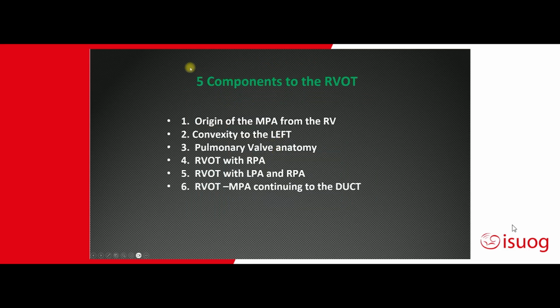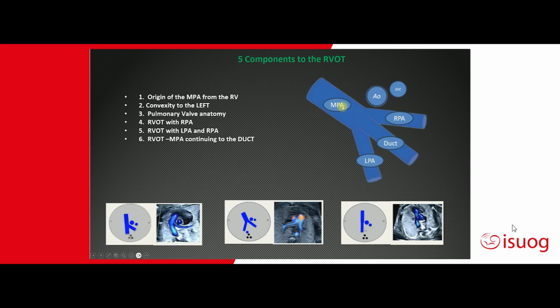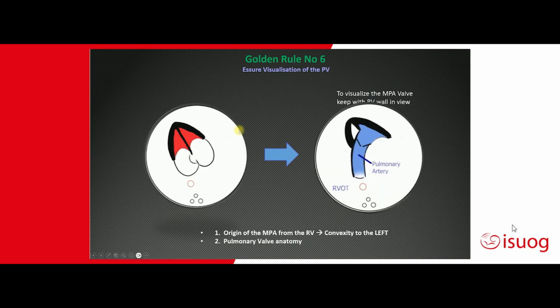What's the point I'm making? There are 5 components of the right ventricular outflow tract. There's the origin of the MPA from the right ventricle, the convexity to the left, the pulmonary valve, and then the other structures which I mentioned. And these are all listed here: MPA, RPA, duct, the left pulmonary artery. And diagrammatically, these are listed here. And you will all receive a copy of my handbook, which outlines these individual landmarks, and these images will be in the handbook. The important point about splitting an image when you're doing cardiac imaging is you understand the spatial relationship of the vessels to the chambers.